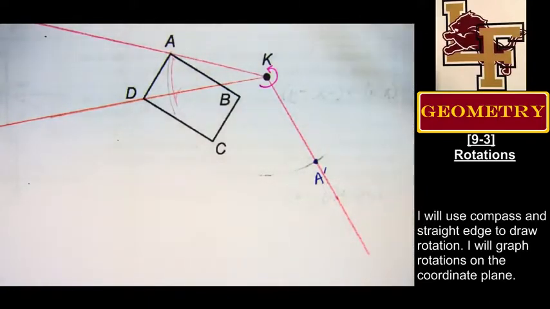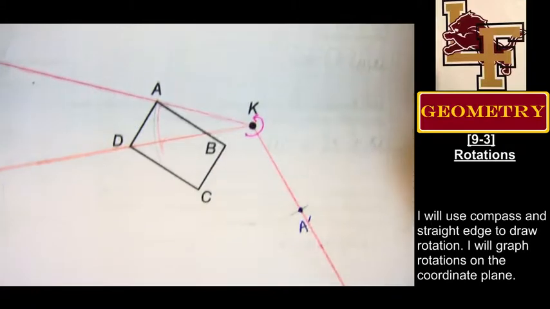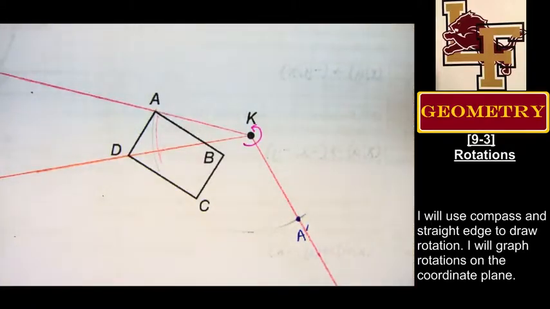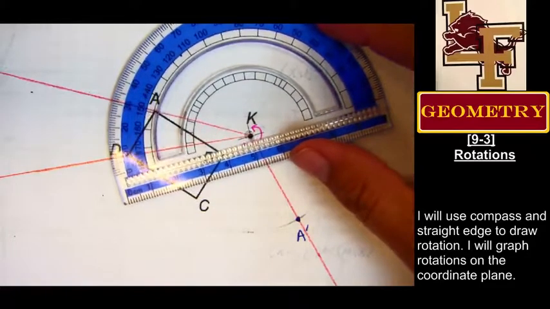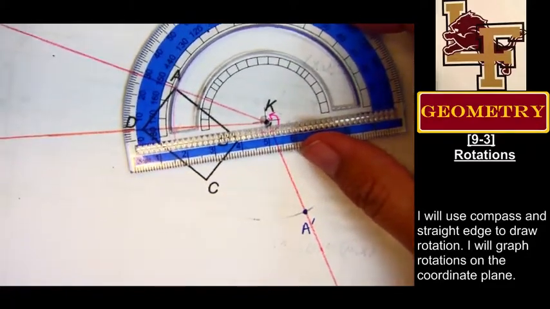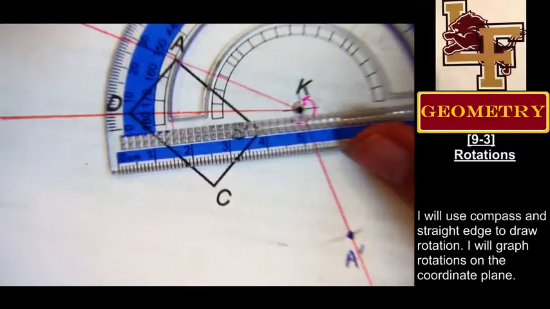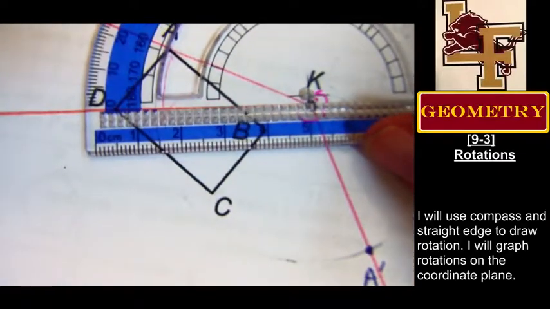We're going to draw a 135-degree angle. I'd like to show you something that I've seen in years past because this could happen to you. I've seen a lot of students put the center of rotation here and then line up the line that you drew on this side.